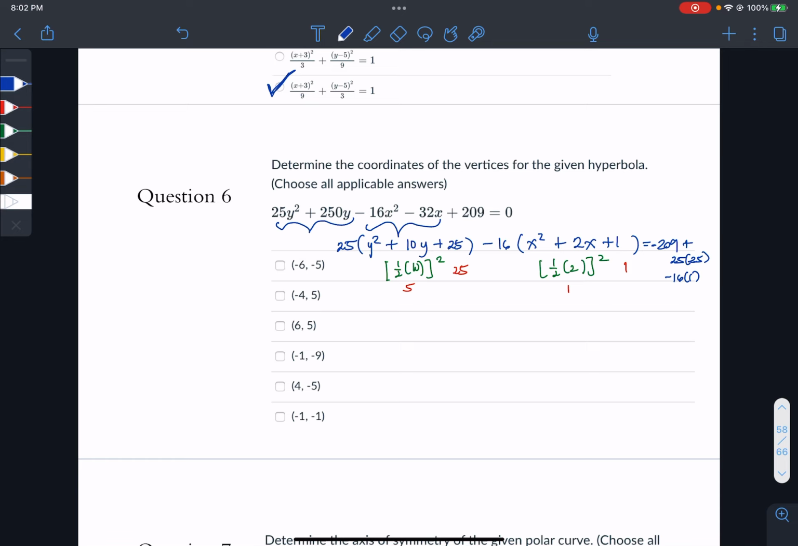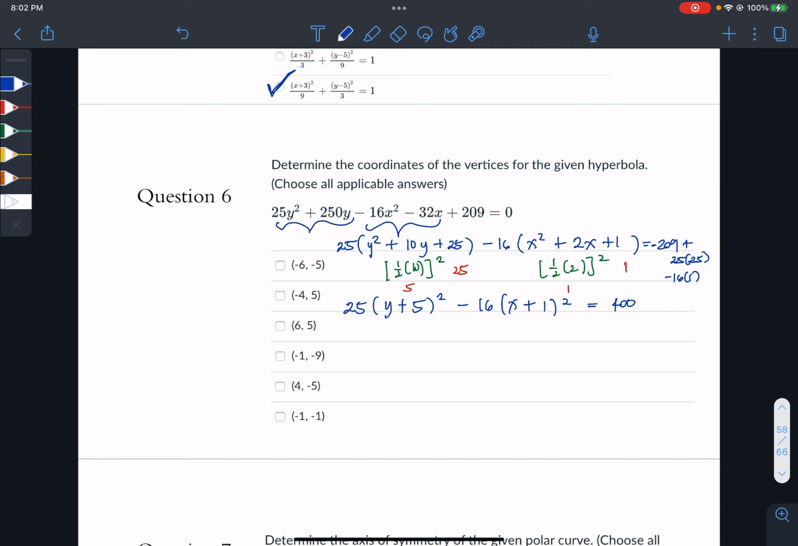So, using factoring, the factor of this would be y plus 5. Okay. So, y plus 5, and then square it. So, minus 16. And the other one would be x plus 1. Then square it is equals to, so negative 209, plus 25 times 25 and minus 16. So, the answer is 400.